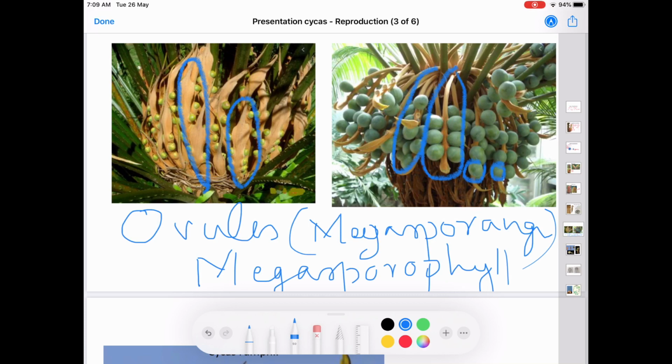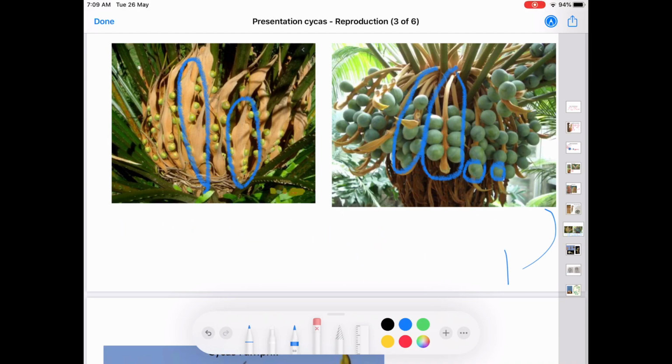Each megasporophyll will be free and will be attached on the apex of the female plant, alternating with the leaves. Once the development of megasporophyll is over, the plant will again grow in a monopodial manner. That is, the meristem will be continuing the growth.